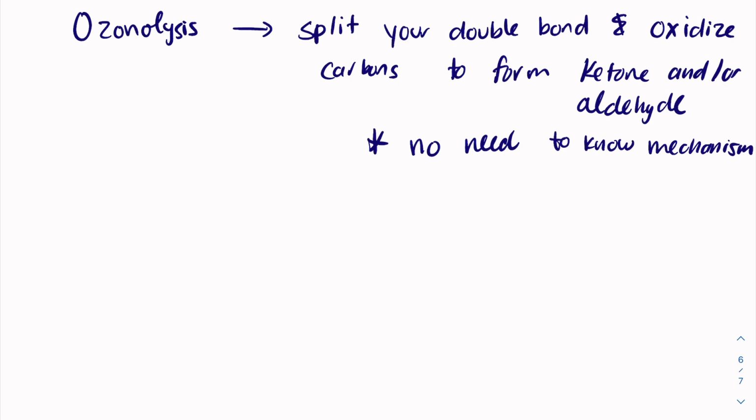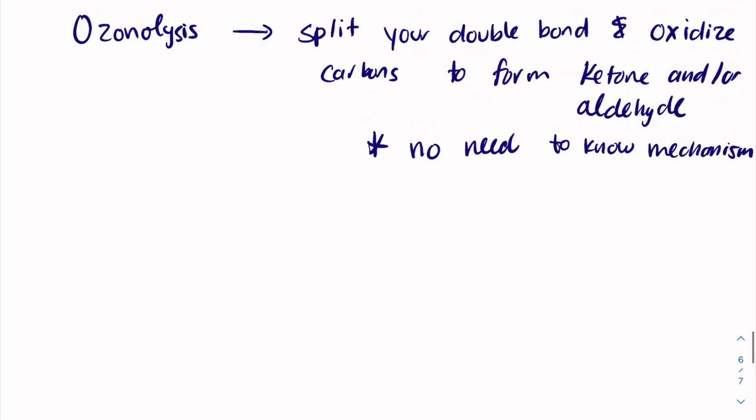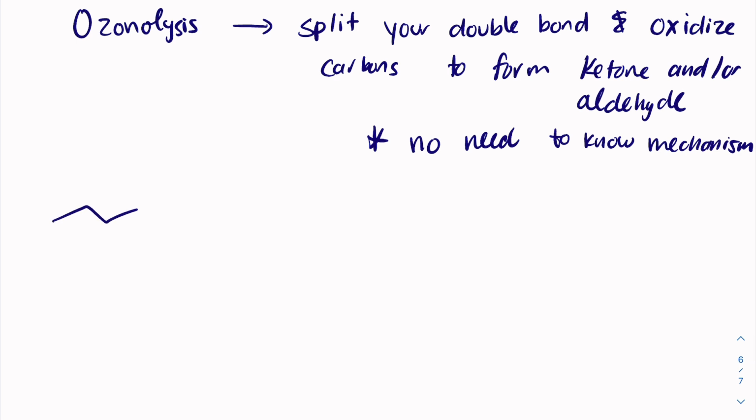Okay, so I have three examples here just to show you how this works. Our first one looks like this, and we have two steps. Our first one is to have ozone, which is actually a gas, and then DMS, dimethyl sulfide, which is CH3, 2S. You don't need to know the mechanism.